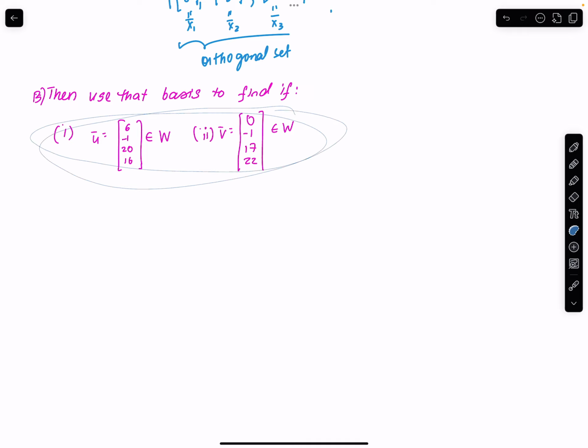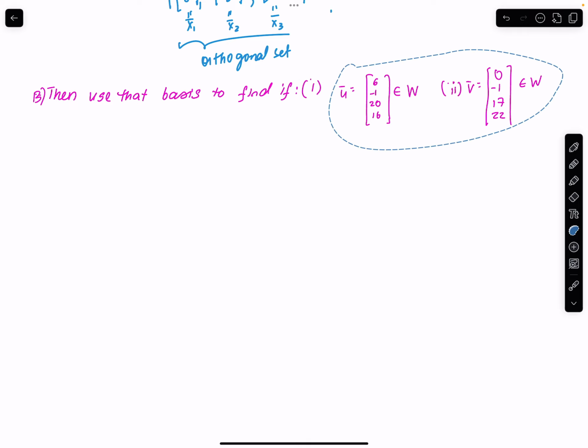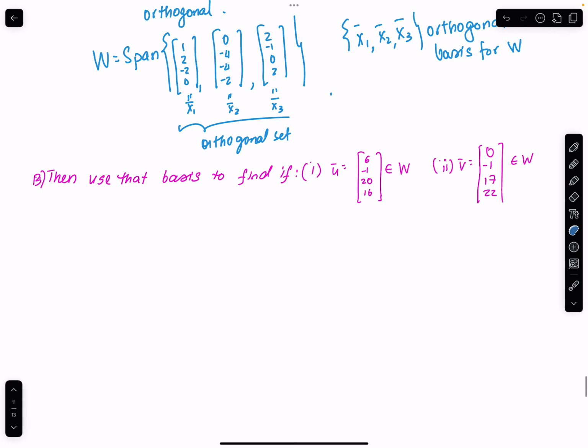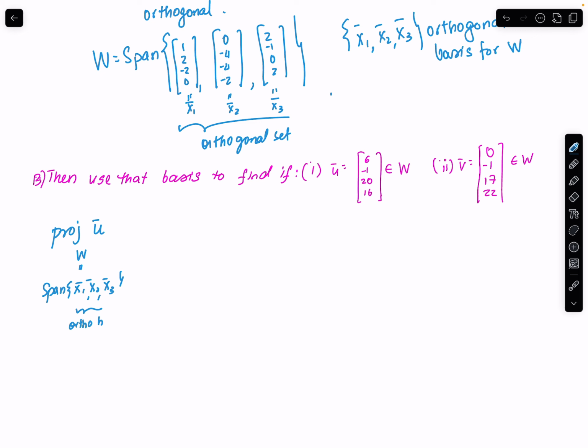We want to use that basis to find if the vector u is in W and the vector v is in W. Well, we have an orthogonal basis for W, and you know that when you have an orthogonal basis for a set, it's easy to write a vector down in terms of the coefficients of the set. So let's actually look at what the projection of u onto W is. W is the span of x1, x2, x3, and this is an orthogonal basis. Okay, so it's easy.